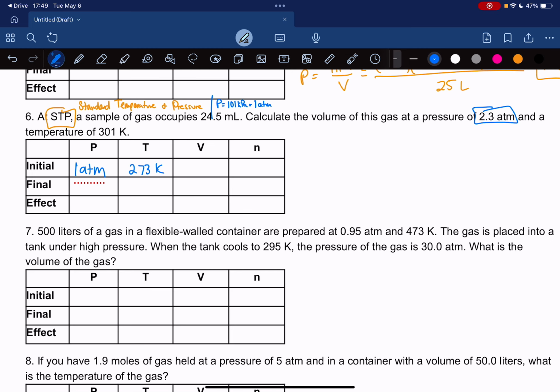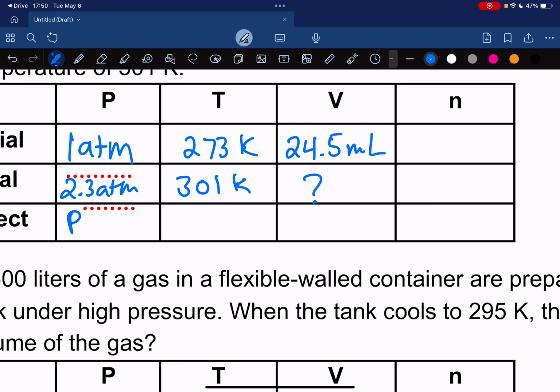We also know that it occupies 24.5 milliliters. I am not going to convert to liters because this is not an ideal gas law problem. If it's not an ideal gas law problem, I can just leave the units in the same units that they're given in, and that's just fine. Now we want to calculate the volume of the gas. So what is the new volume when the pressure is not 1 ATM but 2.3 ATM and the temperature is 301 Kelvin? So that is a pressure increase.